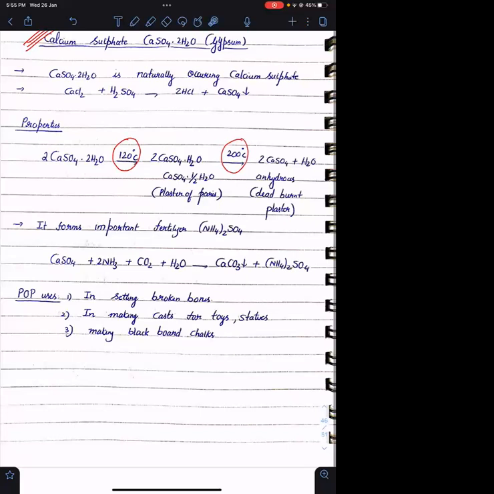If you are heating at 120 degrees, you are getting plaster of Paris. If you are heating at a higher temperature, you are getting dead burnt plaster. What is soda ash?